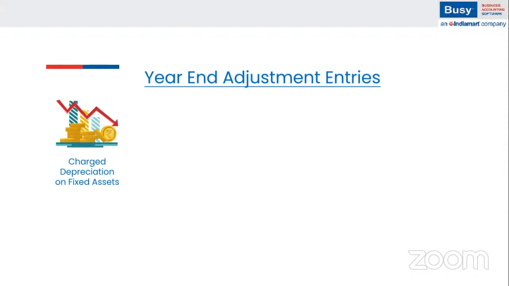In our next slide, let us see the year-end adjustment entries. I said there are some adjustment entries. The first adjustment entry will be charging depreciation on fixed assets. Suppose you have a vehicle, machineries, buildings, etc. These are all fixed assets.